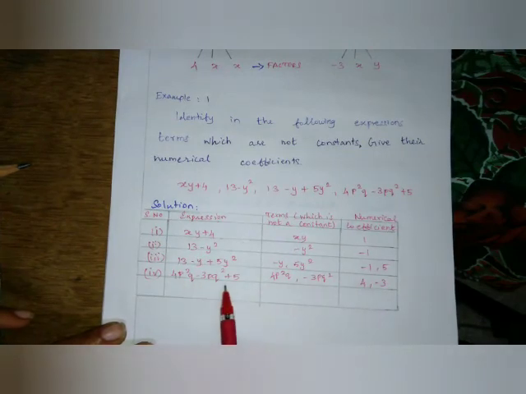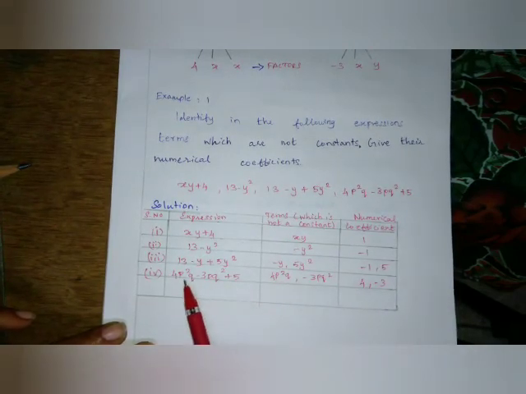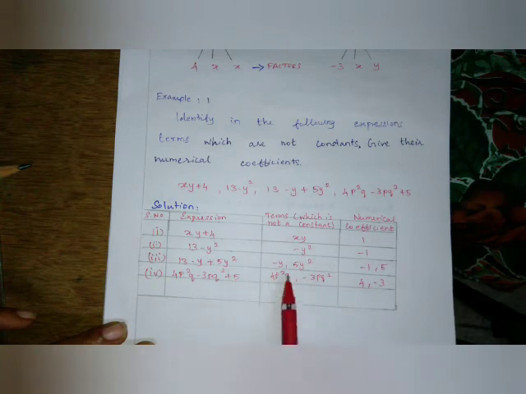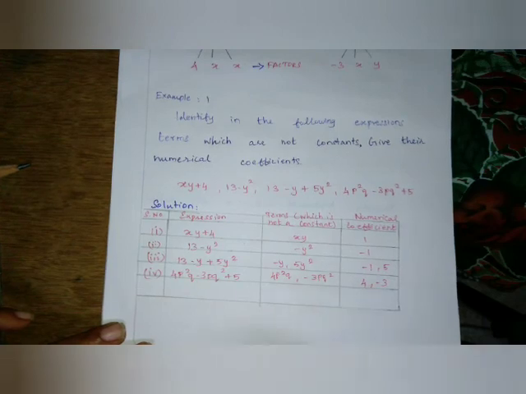Then the next expression, 4p squared q and minus 3pq squared. We have two terms here. What are the numerical coefficients? 4 is the first term's coefficient and minus 3 is the second term's. So we write 4 and minus 3.